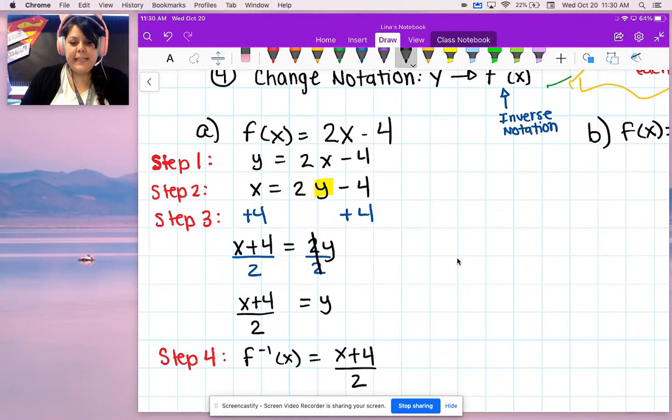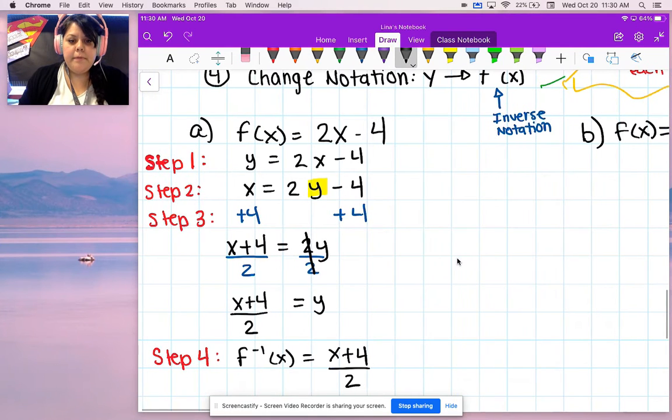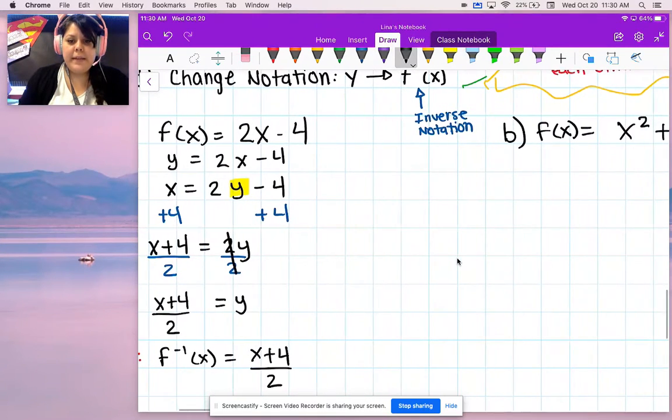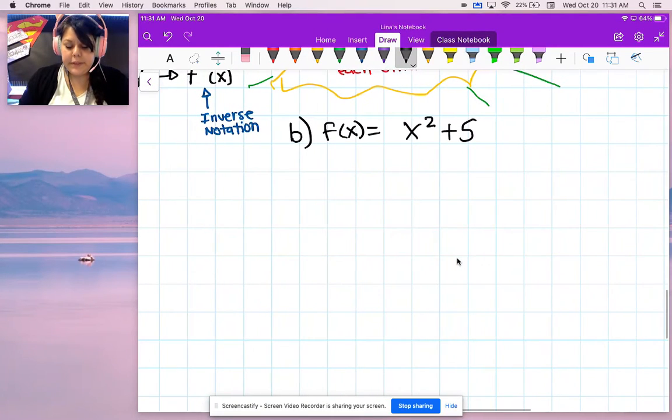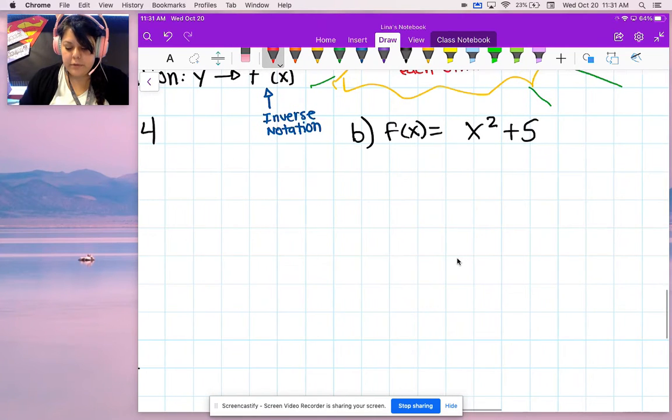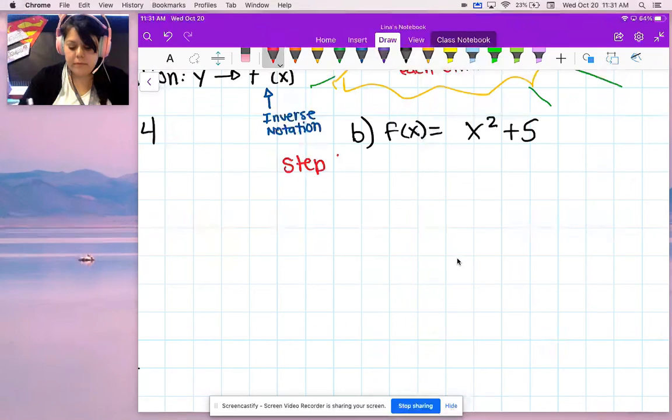Okay, so pretty easy, right? Pretty straightforward. I think the only hard part would be the actual algebra part. But hopefully after you do these for a while, it'll be okay. So let's try doing a second one. If you want to try it by yourself, try it by yourself. If not, it's okay.